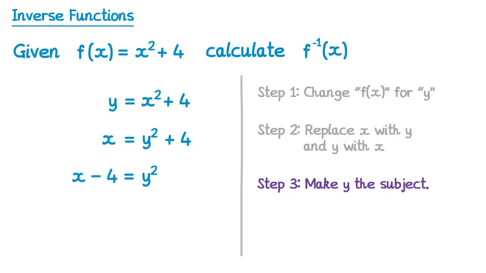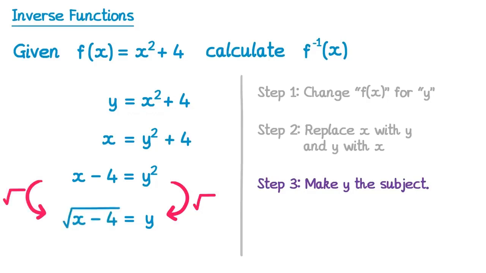Now we're trying to make y the subject, and we've got y squared. So to undo that squared, we'd need to square root both sides. So if we square root the right hand side, you'll end up with y. But when you square root the left hand side, you end up with the square root of x minus 4.